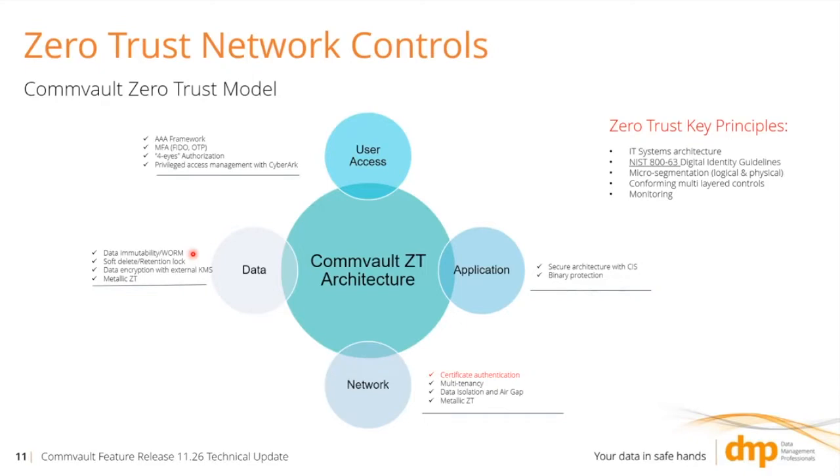You can go even one step further with data immutability. If you have cloud storage, you can use the S3 Object Lock feature. Then it's not possible to do anything with your data, even if you have access keys and secret keys to the cloud libraries. Data encryption, either with or without external key management systems, can be configured, which is also recommended, and normally we set it up as default. And also within Metallic, the data is encrypted.